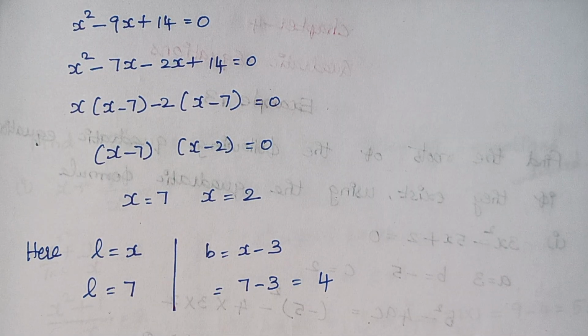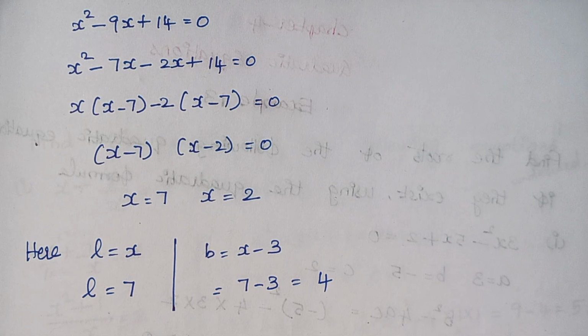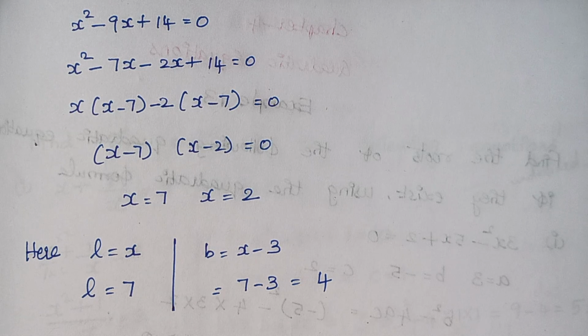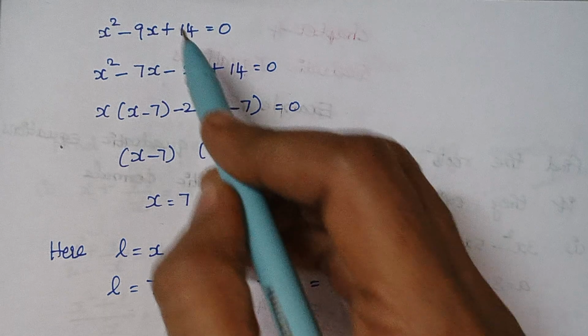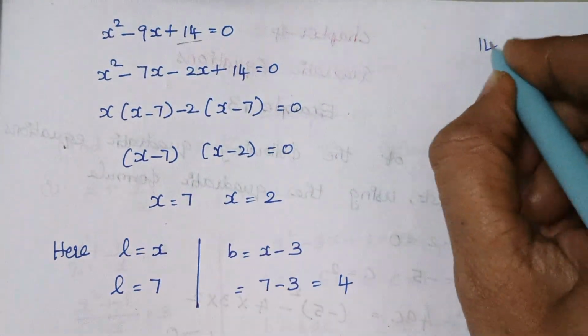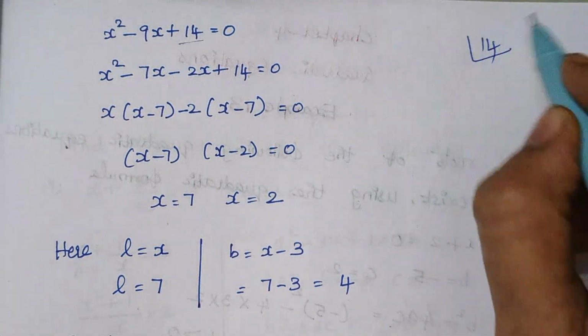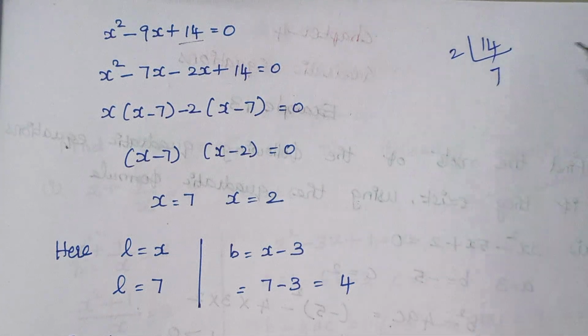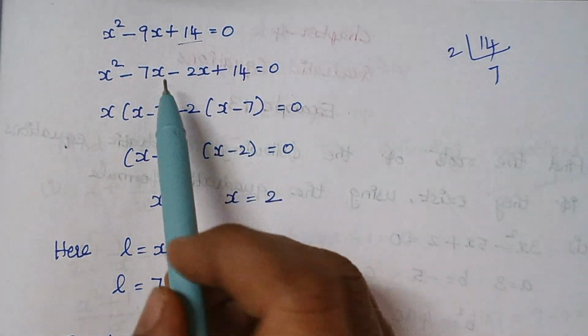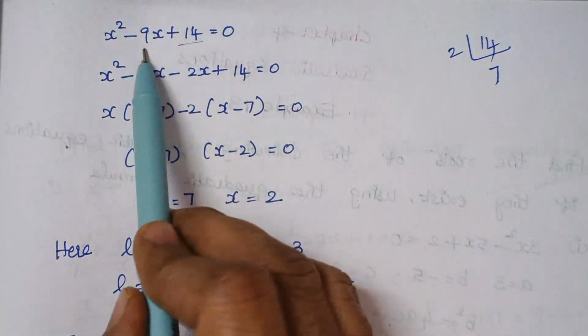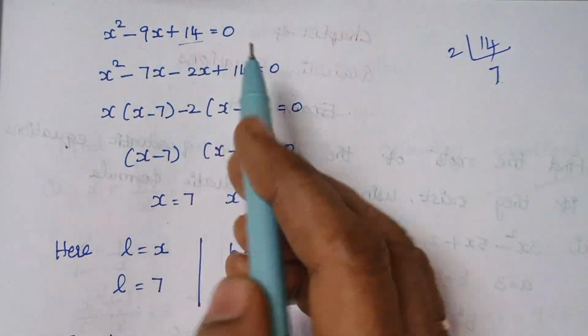Now we are going to solve this quadratic equation. Again, it's up to you. You can use the quadratic formula to solve this or you can use the normal method. Here the value is 14. When you factorize, you will have 2 into 7. When you add 2 and 7 you get 9, and when you multiply you get 14.